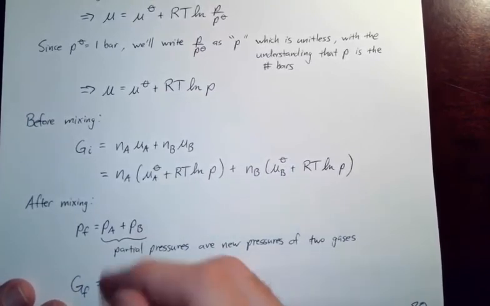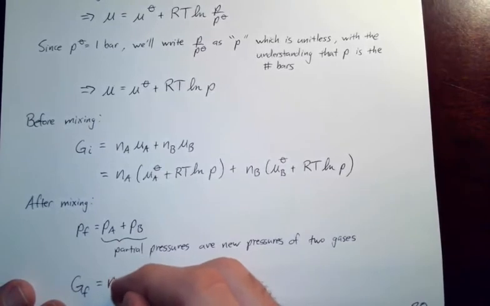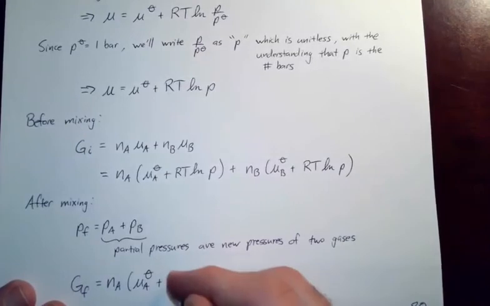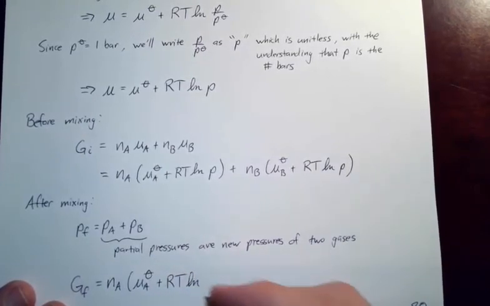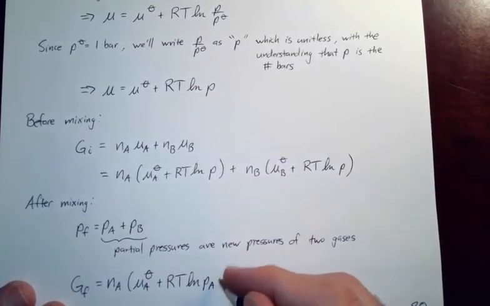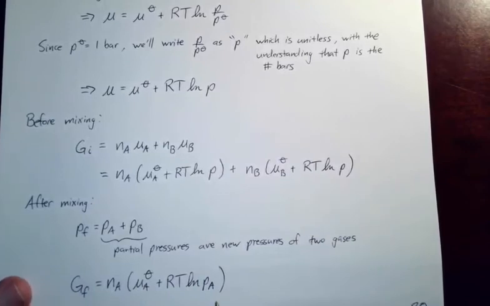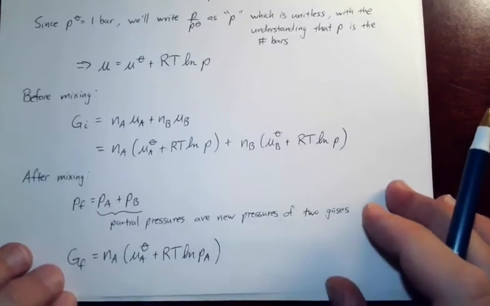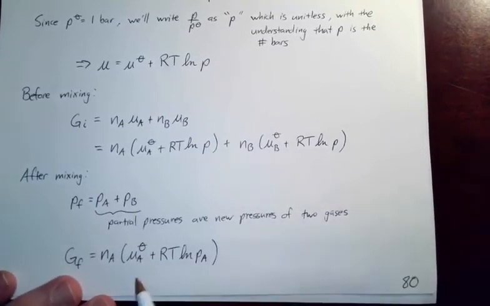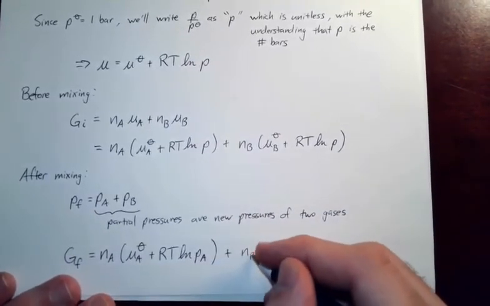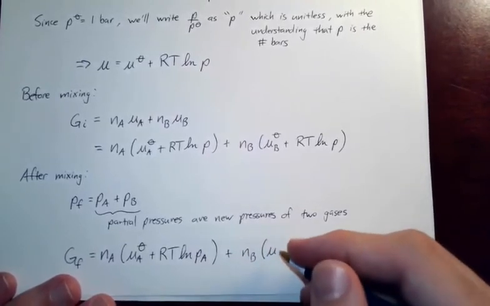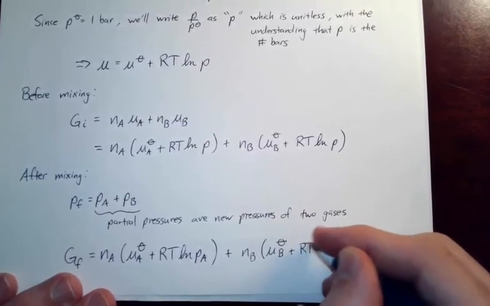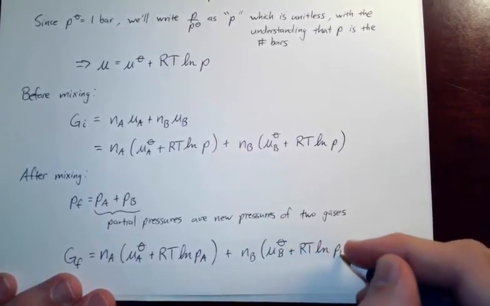So NA mu A plus RT ln PA. The only thing that changed here was the pressure. Temperature, we're assuming the temperature stays the same. Plus NB mu B plus RT ln PB.